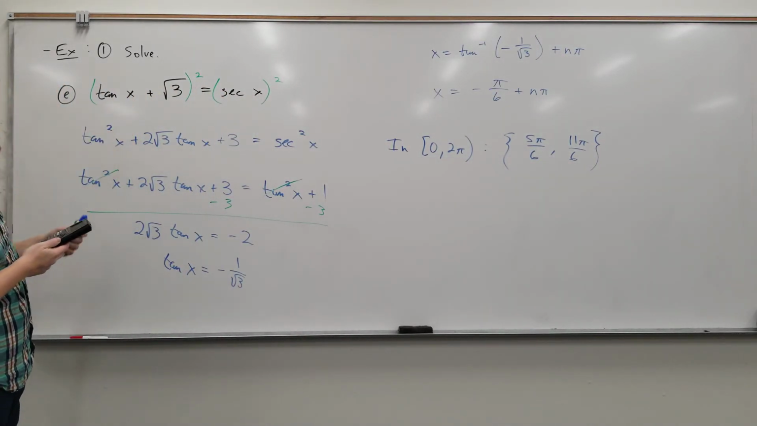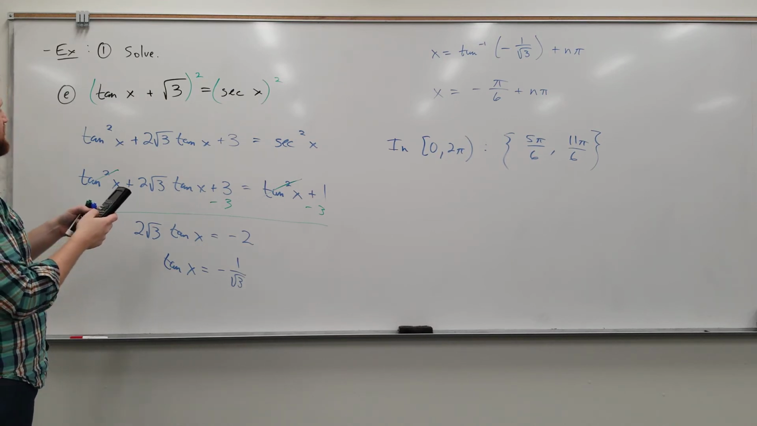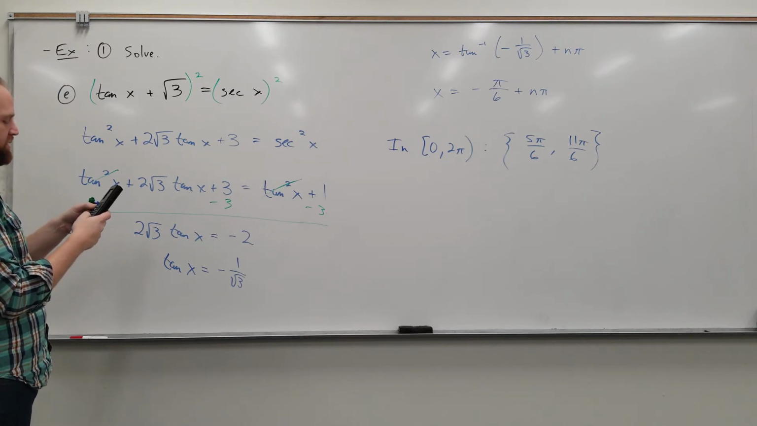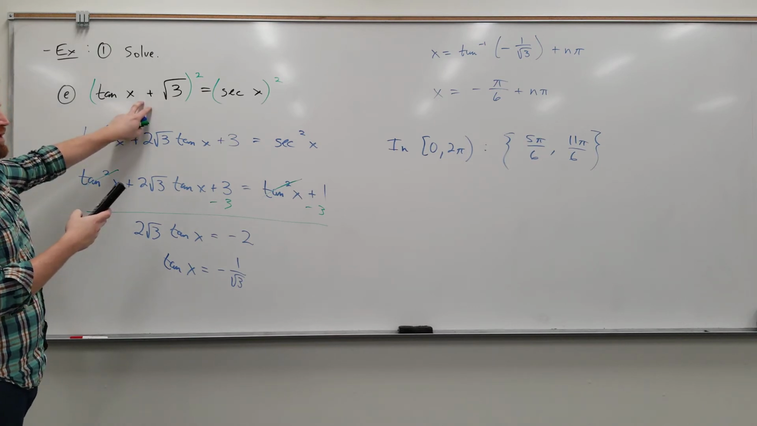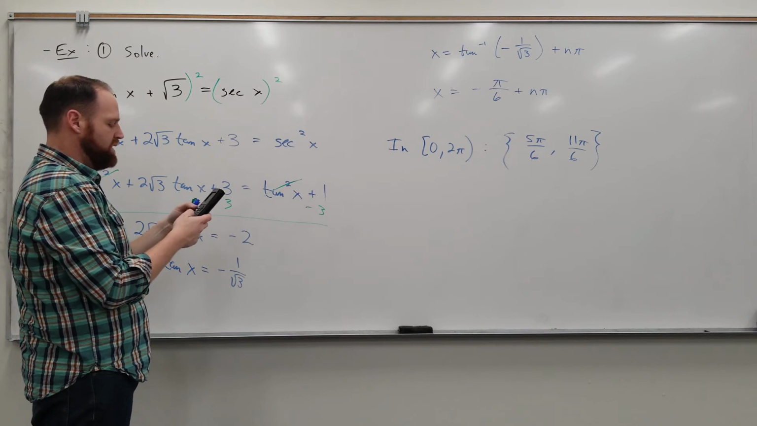So if I plug in 5 pi over 6, tangent of 5 pi over 6 plus root 3 is 2 root 3 over 3. Okay, secant 5 pi over 6.